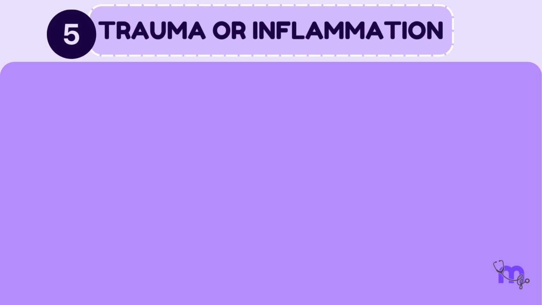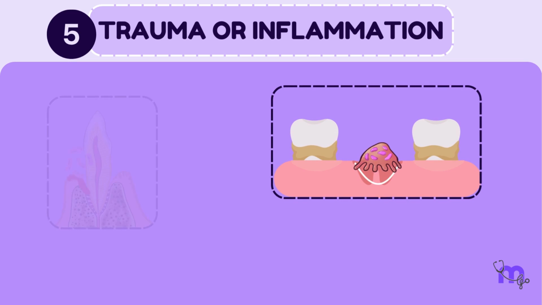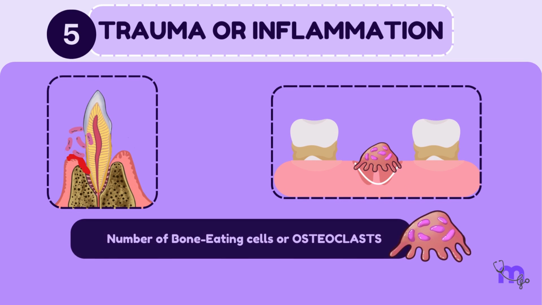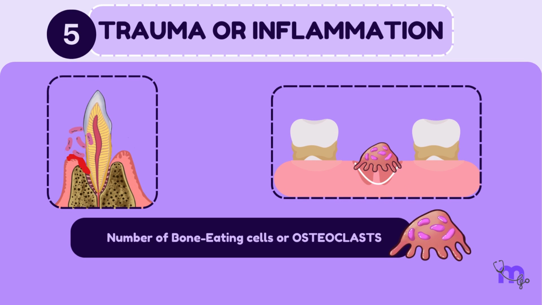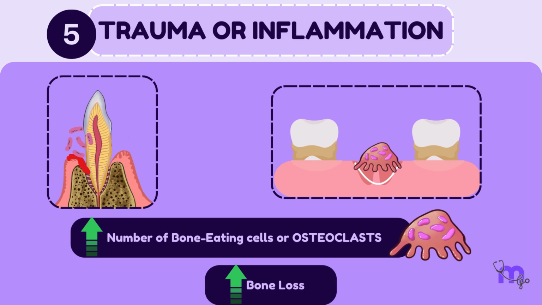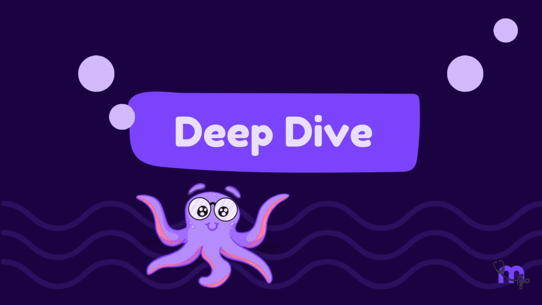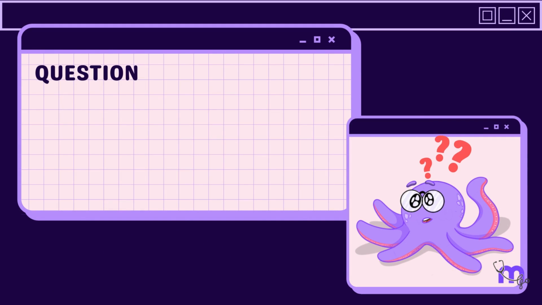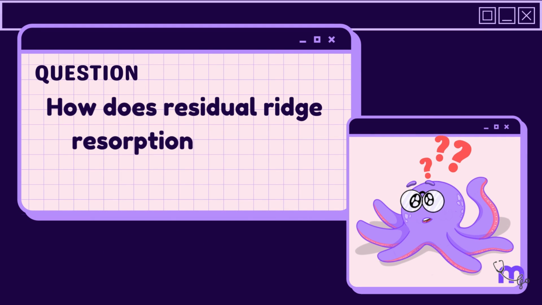The fifth and final factor is trauma and/or inflammation. When a tooth is lost due to these two causes, the number of bone-eating cells or osteoclasts is higher in that region, making the area prone to rapid bone loss. How does residual ridge resorption happen?